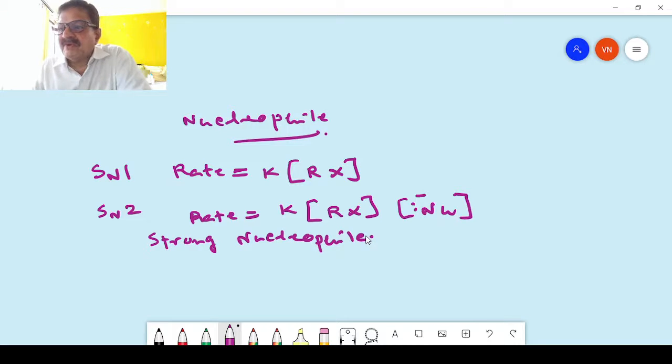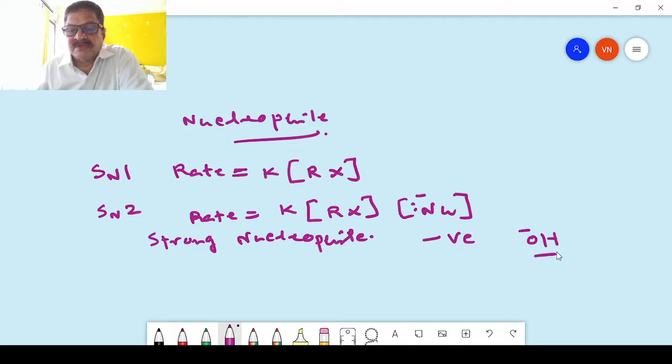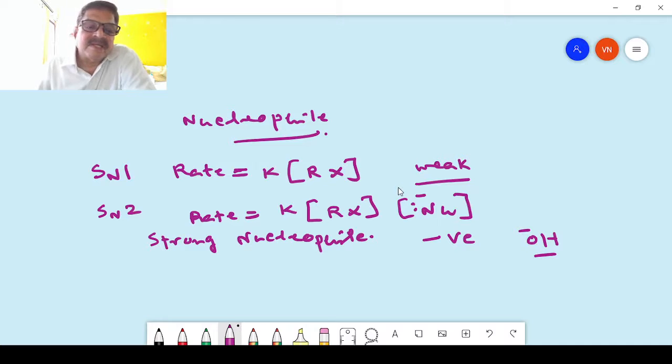That is, a strong nucleophile means the most common nucleophile used in an Sn2 reaction; it will have a net negative charge, just like an OH minus group. Now, in the case of the Sn1 mechanism, it is a weak nucleophile, because the nucleophile is not in the picture in the rate. It is not in the rate determining step. In deciding the rate, the nucleophile is not in the picture there.